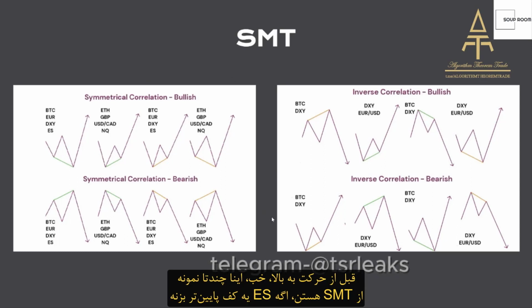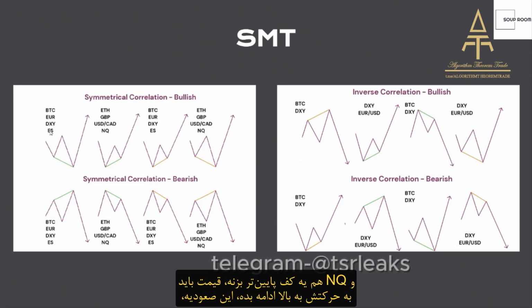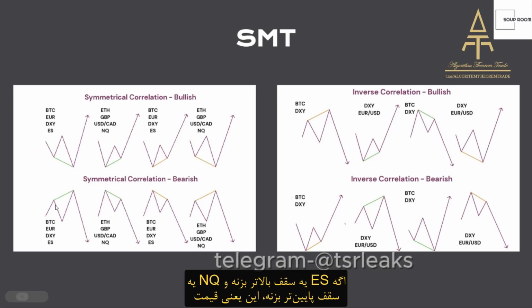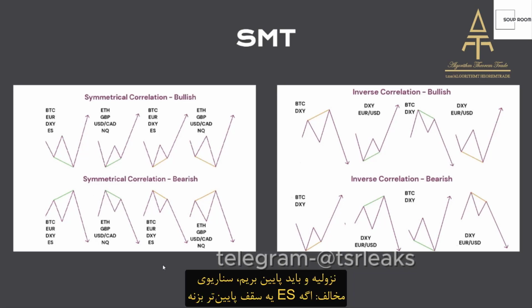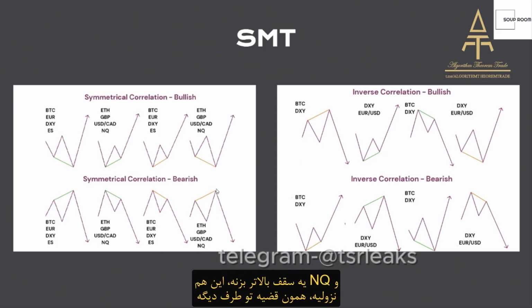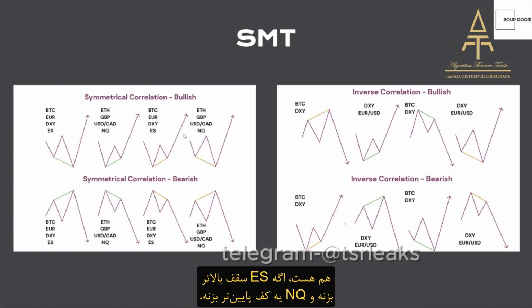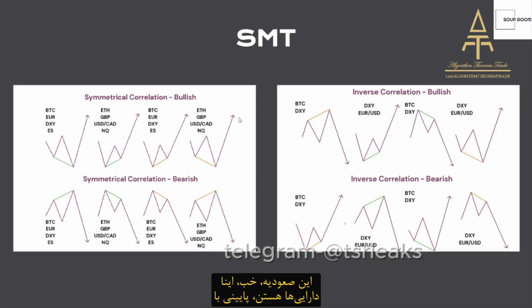All right, so these are some examples of SMT. If ES makes a lower low and NQ makes a lower low, price should continue going up. That is bullish. If ES makes a higher high and NQ makes a lower high, that means price is bearish and we should go down. Opposite scenario, if ES makes the lower high and NQ makes the higher high, that is bearish as well. Same thing on the other end. If ES makes a higher high and NQ makes a higher low and NQ makes a lower low, then that is bullish.